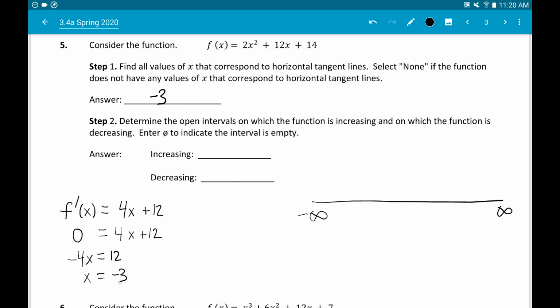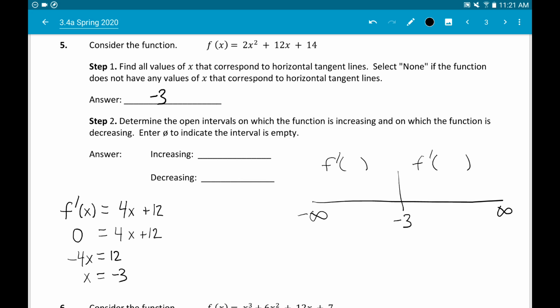Alright, let's place the horizontal tangent on here. So somewhere in between negative infinity and positive infinity, we got a horizontal tangent of negative 3. So in essence, what this does is it separates this function into two intervals. An interval from negative infinity to negative 3, and another interval from negative 3 to positive infinity. Okay, we want to know which interval is increasing, which interval is decreasing. So what we can do is plug a test value into the derivative in each interval.